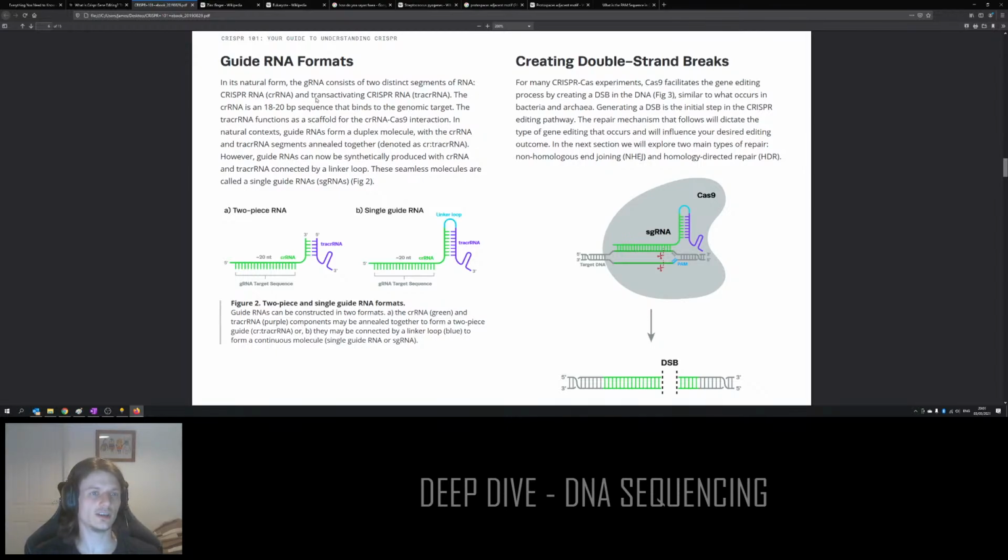Okay. Guide RNA formats. In its natural form, the gRNA consists of two distinct segments of RNA, CRISPR RNA and transactivating CRISPR RNA, a tracer RNA. Cool. The crRNA is an 18 to 20 base pair sequence that binds the genomic target. Okay, fine. So I think we need to know what this base pair means properly.